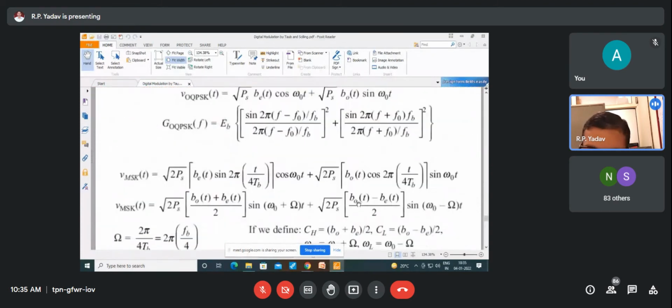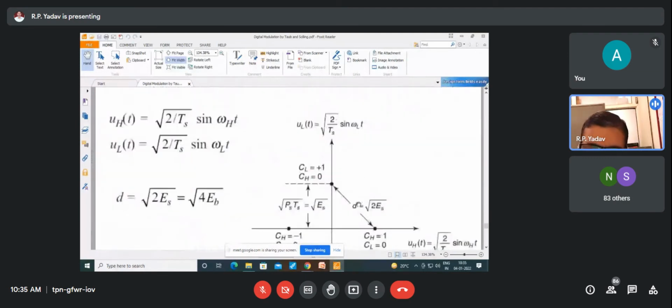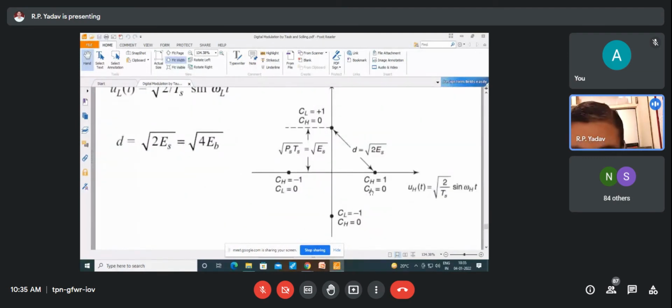The system related problems. Anyway, what essentially I was trying to explain is this particular CH is equal to 1, CL is equal to 0. So if CH is equal to 1, then b even and b odd will be 1. I mean, 1 minus 1 is 0. So that means CL is equal to 0.